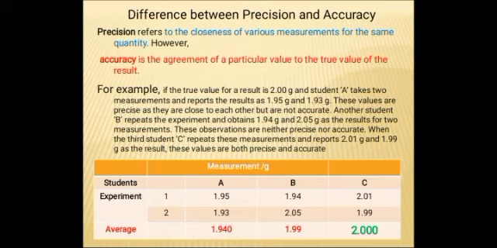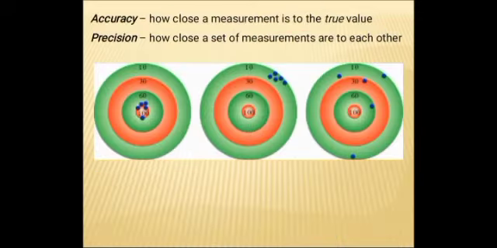So who is the most precise and accurate? The third student is both precise and accurate, whereas A and B are not accurate but they are precise, very close to each other. Okay, let's understand this with this slide also.